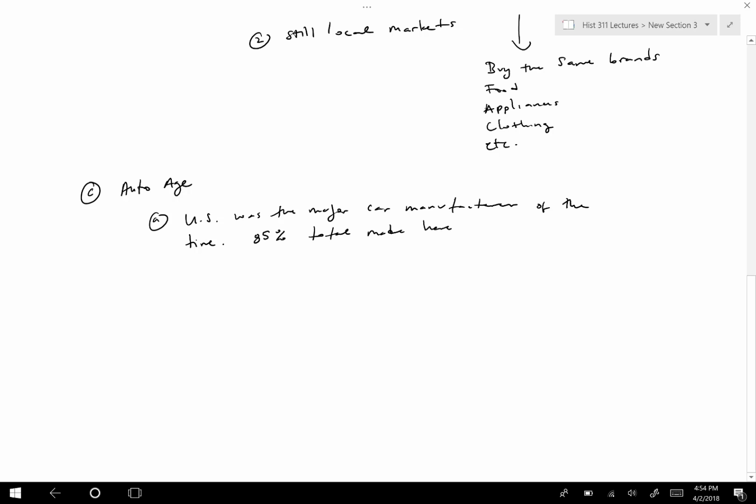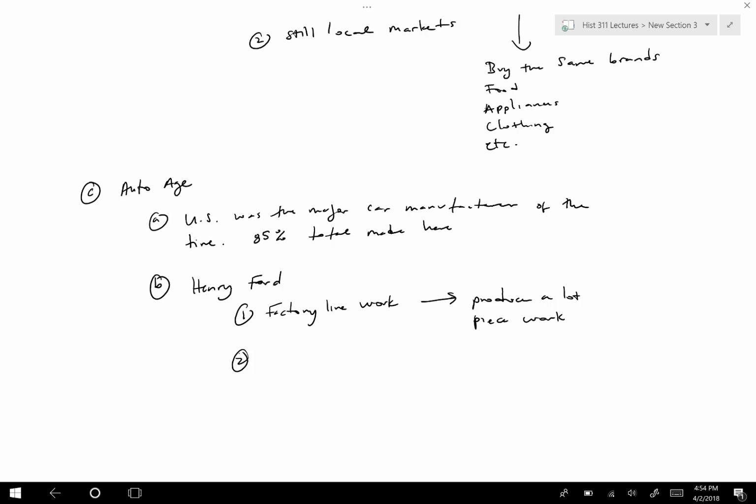And of course, the main one was with Henry Ford, the Ford, who certainly did several things to make sure that came about. One was, of course, the factory line work, and being able to produce a lot, and piecework was honed at this point. It was already there, but he certainly brought it to a new level of success of being able to put it out and available for everyone.